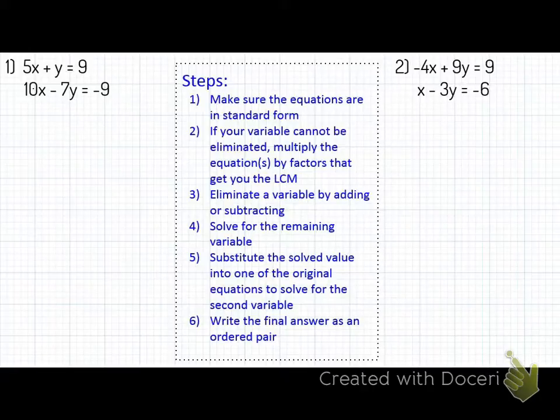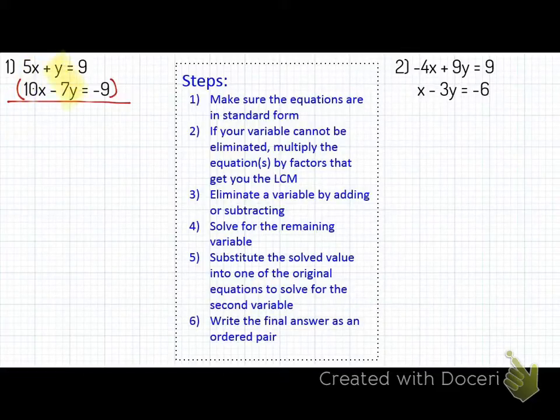So number one, same idea as yesterday. We have 5x plus y is equal to 9, and then we have 10x minus 7y is equal to -9. So I'm trying to figure out which one I want to eliminate. When I look at my x's, it's 5x and 10x, so they're not exactly the same number. So I can't really eliminate it by adding or subtracting. If I had an addition sign out here, 5x plus 10x is 15x. And if I put a minus sign out here, 5x minus 10x is -5x. That doesn't eliminate. So I'm not going to focus on those.